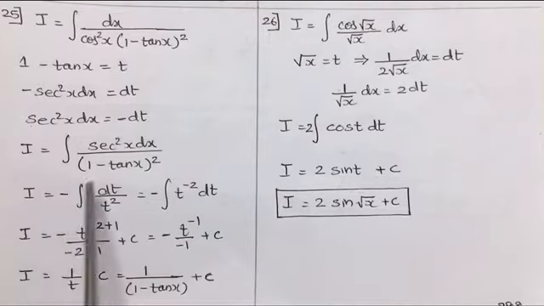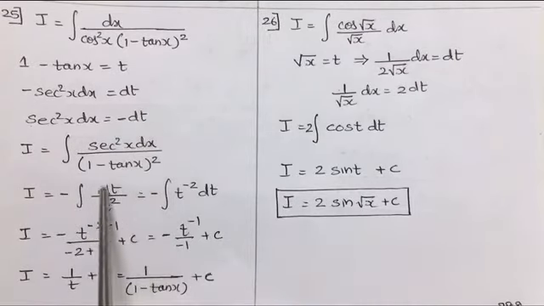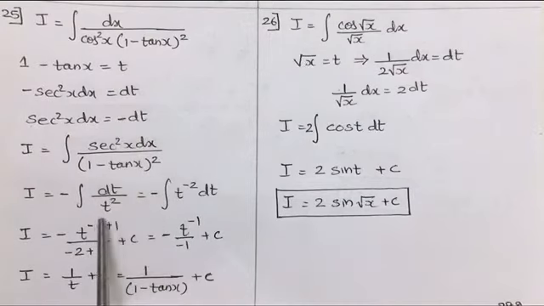So I is equal to, in the place of sec square x dx, minus dt, so the negative sign is outside, and 1 minus tan x is substituted as t square. Now 1 upon t square is written as t raised to minus 2 dt. Now integrating t raised to minus 2, the minus sign is as it is, which is outside, t raised to minus 2 plus 1 upon minus 2 plus 1 plus c.